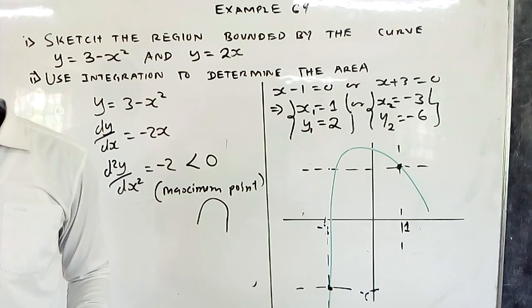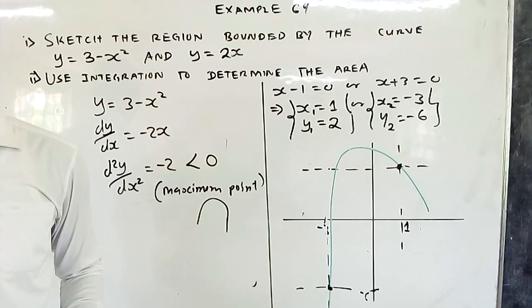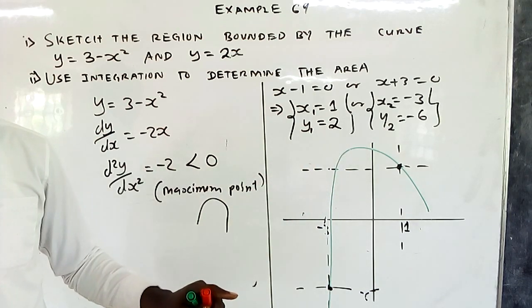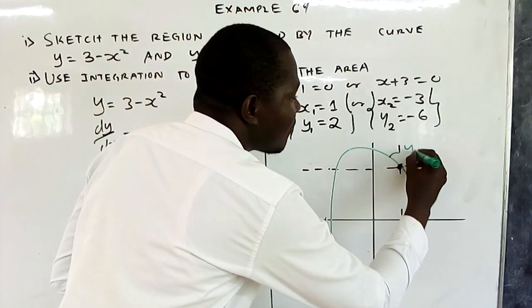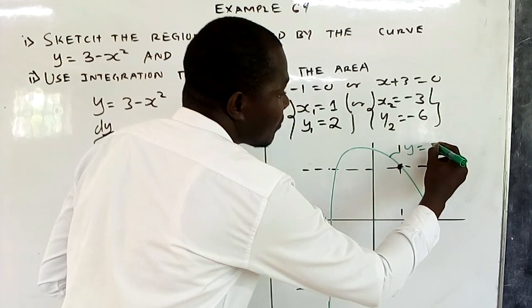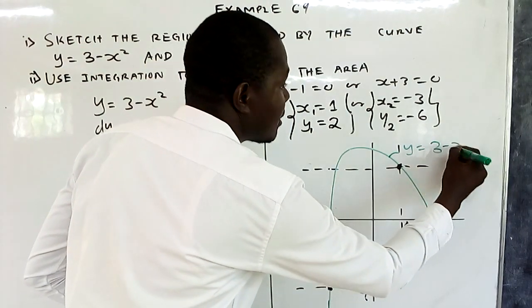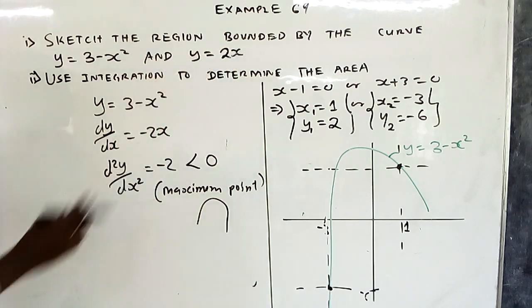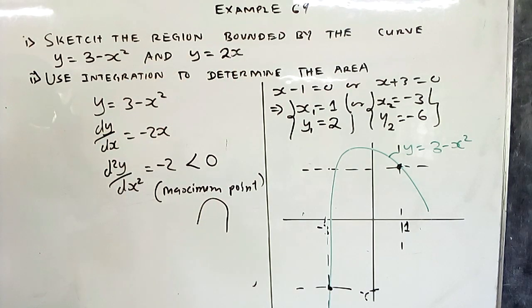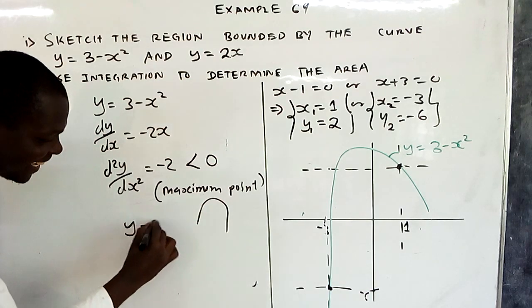Are we together there? We are not interested in that turning point. Okay? So you come and label your curve. This is your curve y is equal to 3 minus x squared. You go to the next one. The next curve was y is equal to 2x, isn't it? So if y is equal to 2x, look at this.